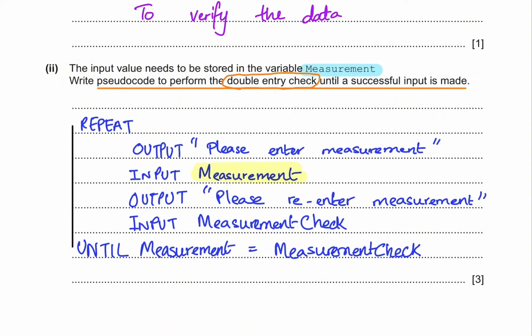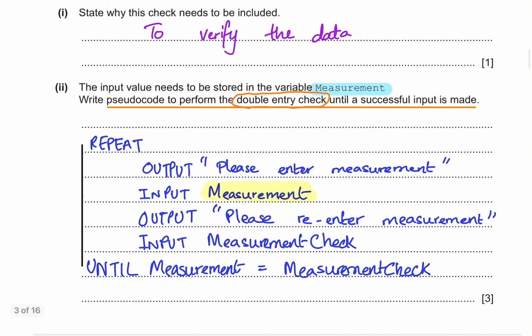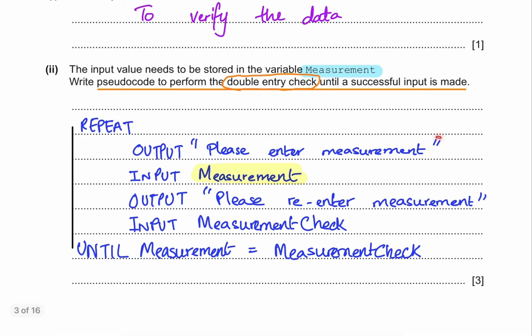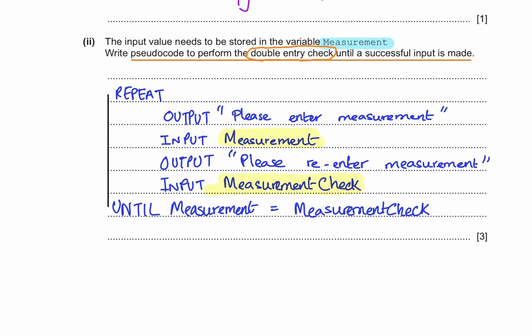It's checking that the value you entered matches the second value. So you input the measurement, it asks you to re-enter the measurement, and then you input the measurement check. If your measurement and your measurement check are the same, that's when the code will end. All right, 3 marks for this.